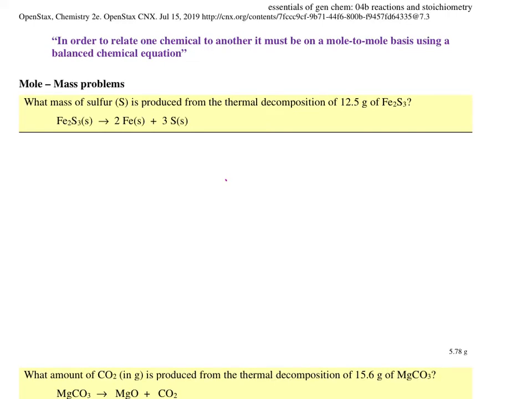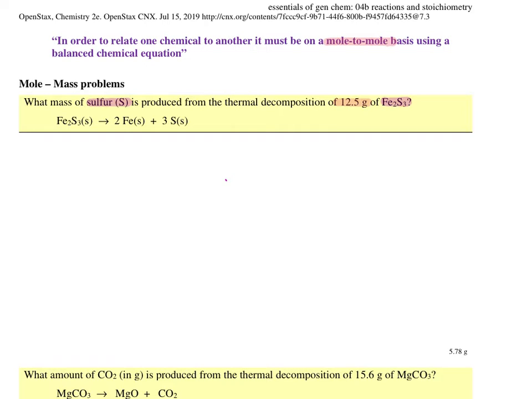It's a stoichiometry problem because we're relating amounts of sulfur to another chemical. And further, it's going to be a mass-mole conversion because the amount given of one of our chemicals is in grams. And in order to compare one chemical to another, it has to be done mole to mole. There is an initial step of the conversion between grams to moles.